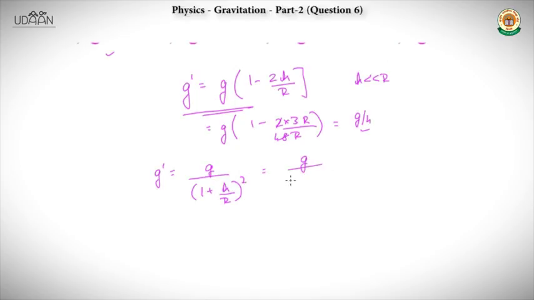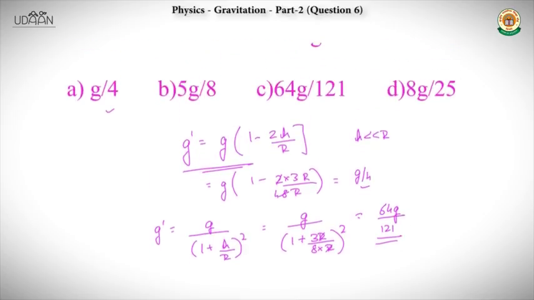It will come out to be g/(1 + 3R/(8R))², so the R will be cancelled off, whole square. 8 plus 3, 11. So 121 upon 64, that is 64g/121. So this is the correct option. So C would be the correct option.